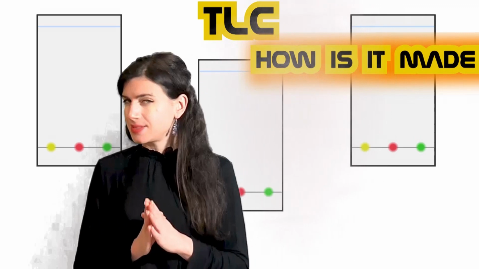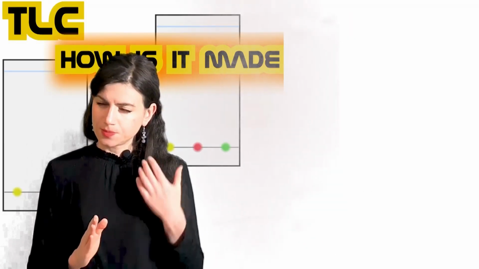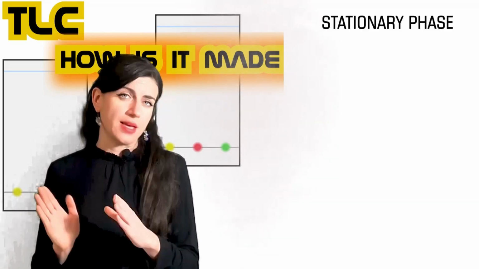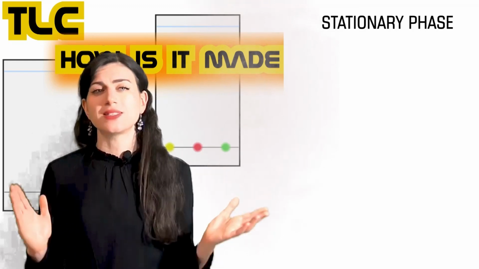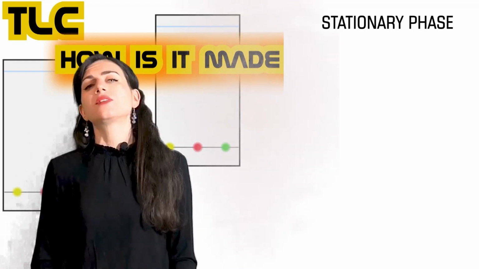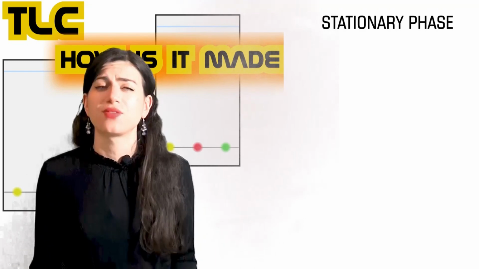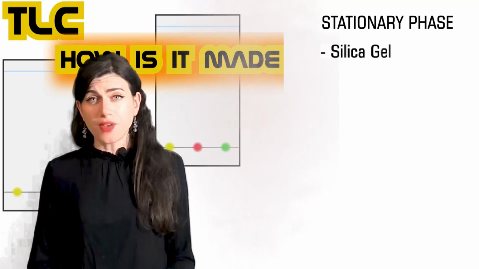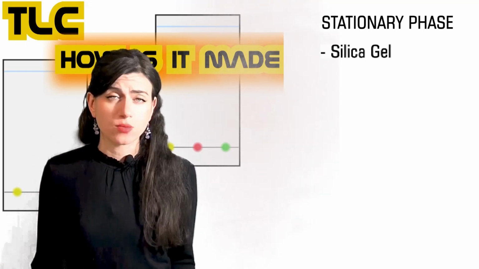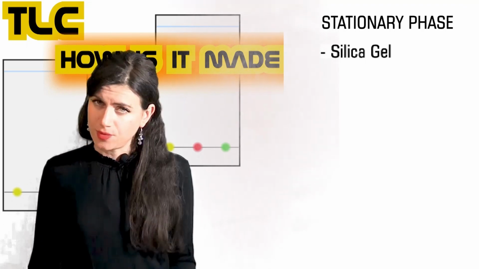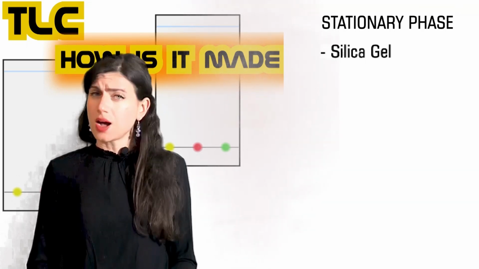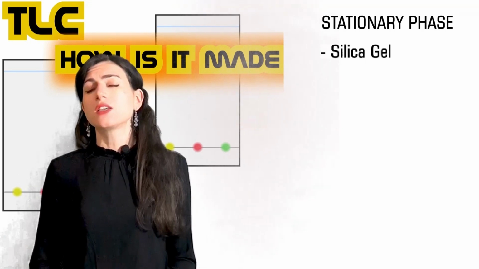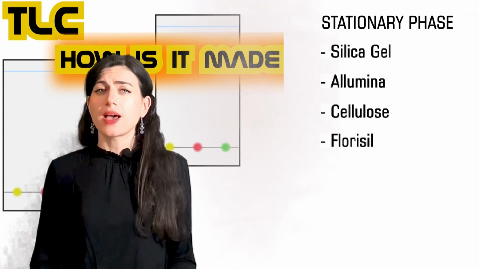Besides the dimension of TLC, the most important distinguishing factor between TLCs is the type of stationary phase. So what kind of stationary phases are used for TLC? Generally, the most common stationary phase you will likely find in your lab is silica gel. This is because it's cheap and effective with most polar organic compounds, as it's a polar stationary phase. However, there are also other stationary phases that can be used whenever silica gel doesn't work. These include aluminum, cellulose, and fluorosil.